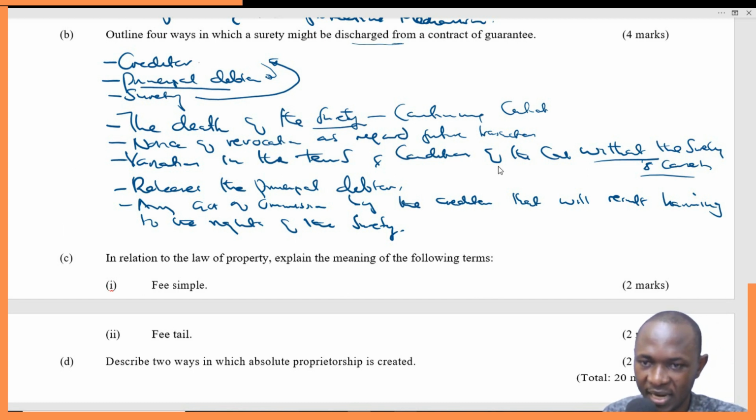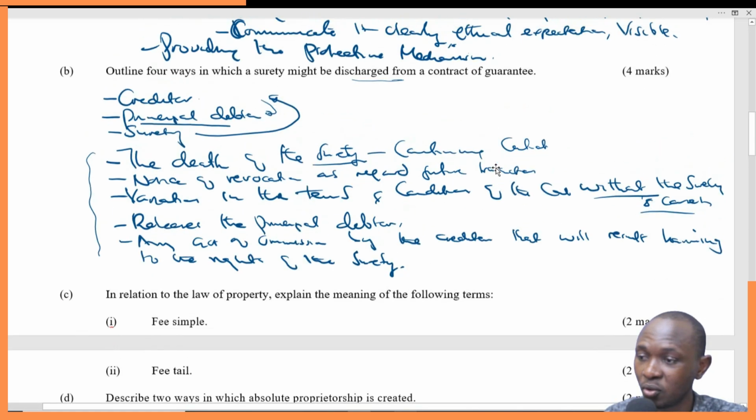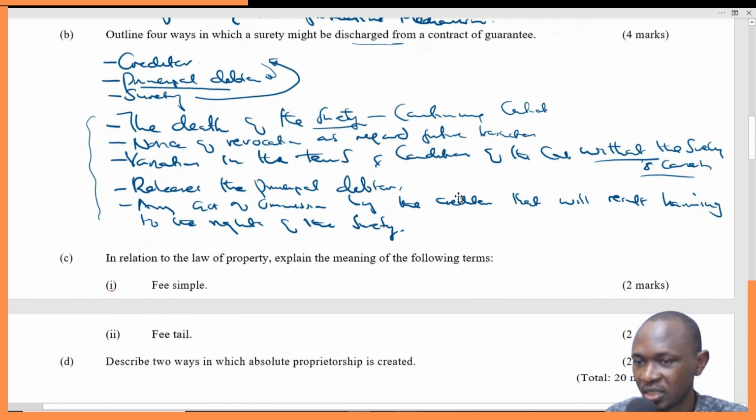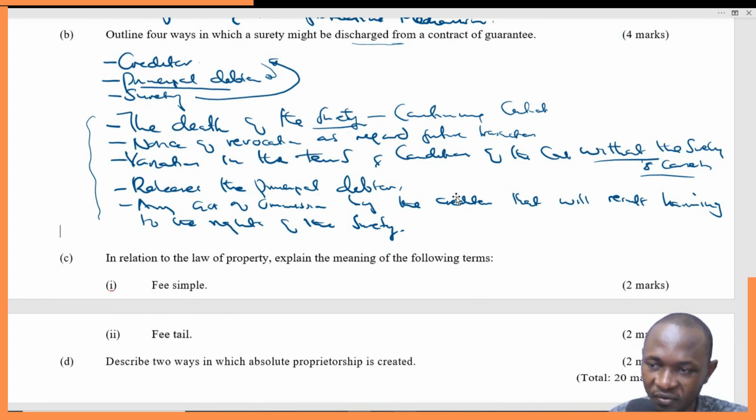So these are how many points? 5 points. The examiner is interested in only 4. So you can pick any 4 from this. We've said the death of the surety discharges the contract of guarantee. Notice of revocation by the surety discharges the contract of guarantee. Variations in the terms and conditions of the contract without the consent of the surety will also have the effect of discharging the surety.